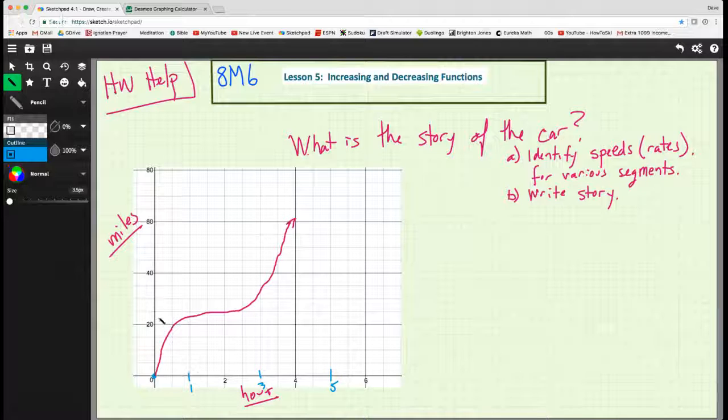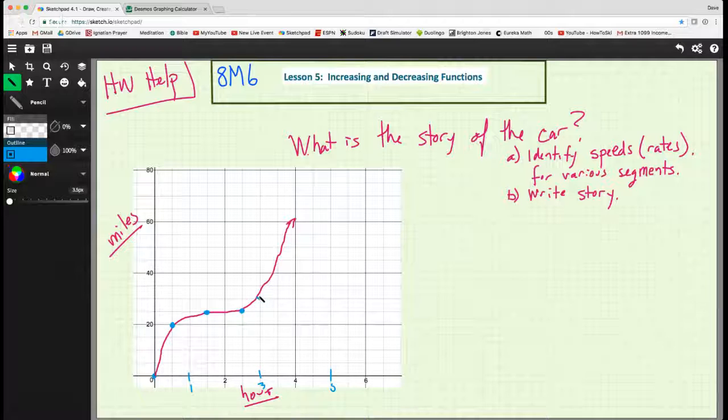So here we have a story of a car. And here we have some other story. Here we're just not even going anywhere. And here we're starting to speed up. And here we make a lot of distance at the end. So what I want you to do is identify the rates in these various segments. And let me just make the points really clear. Find your average rate in each segment.